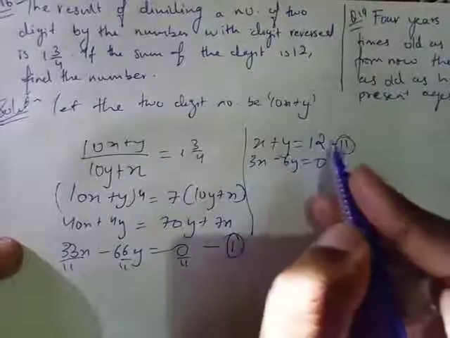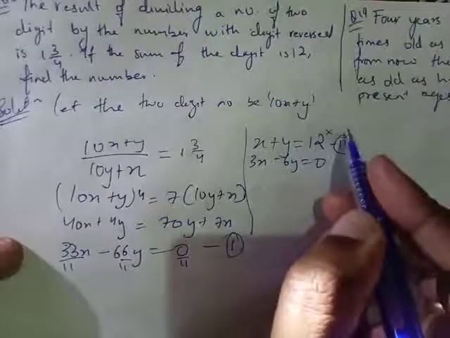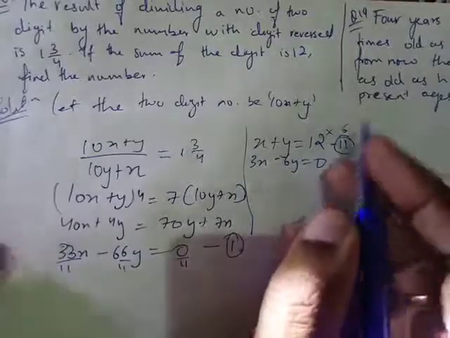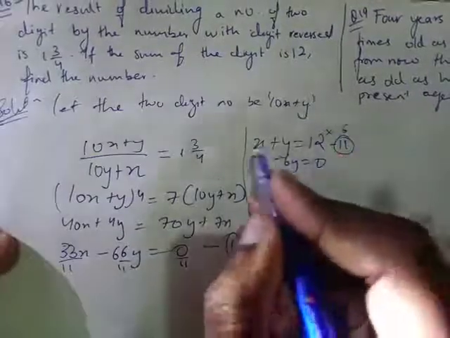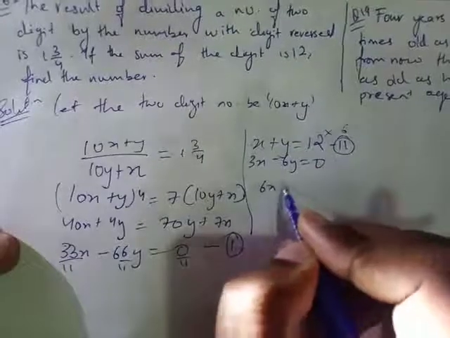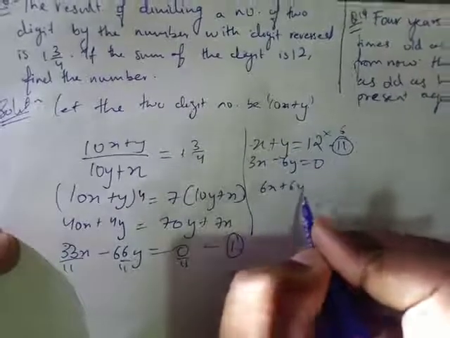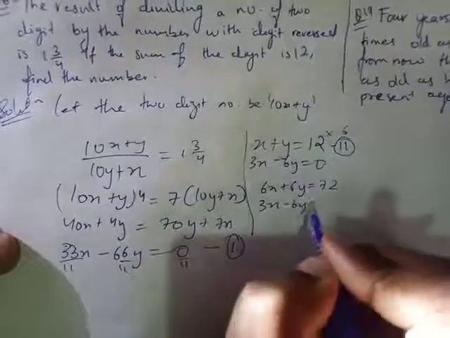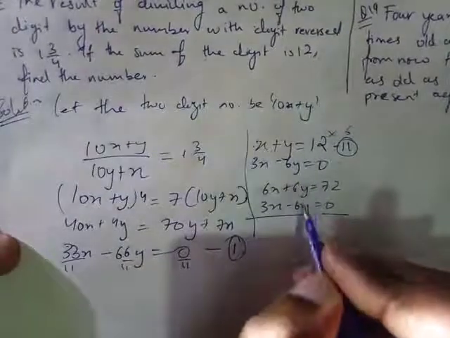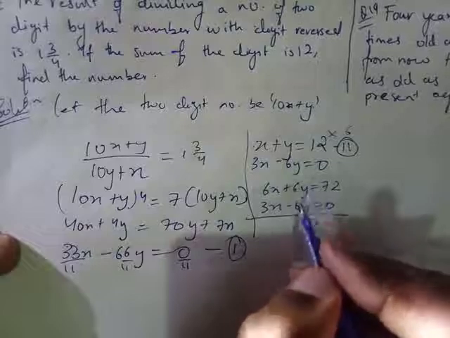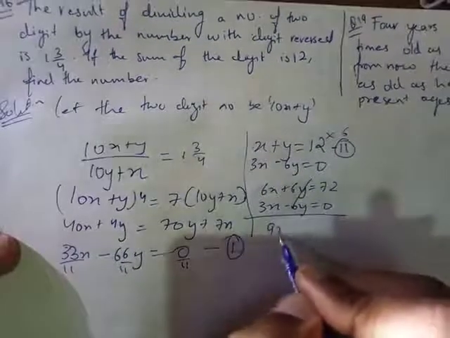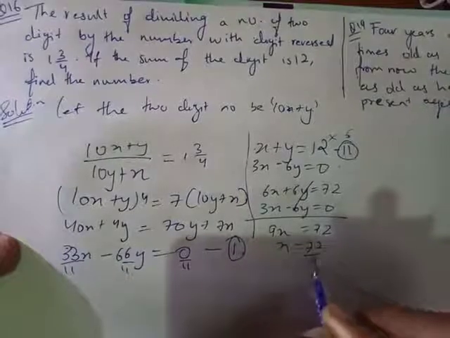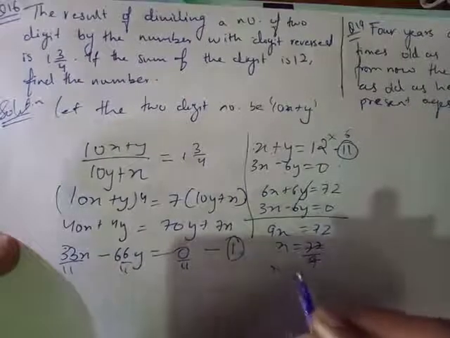Okay, and I can multiply the second equation by, let's say, 6. Anything, you can multiply by anything. So this will become 6x plus 6y equals 72, and this one is going to be 3x minus 6y equals 0. Then I add both the equations, plus and minus get cancelled out, and 9x equals 72. So x equals 72 over 9, and I get the x value as 8.